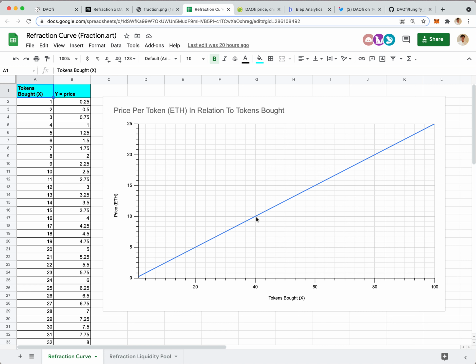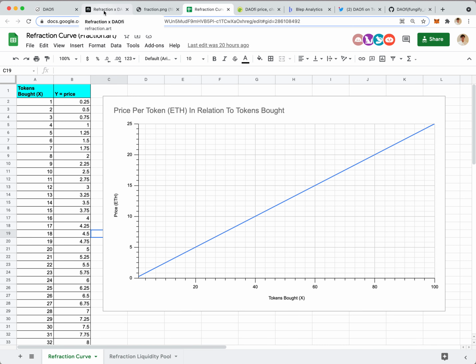At the 40th token bought, it should be 10 ETH per token. At the 60th token, it's about 15, etc. So there's 100 tokens minted. So technically, it could go up to 25 ETH per token, and it follows the schedule. And here's a table as well that reflects that information.